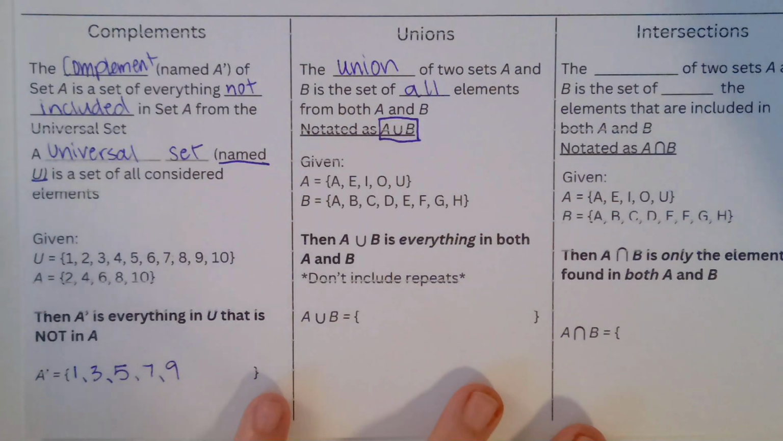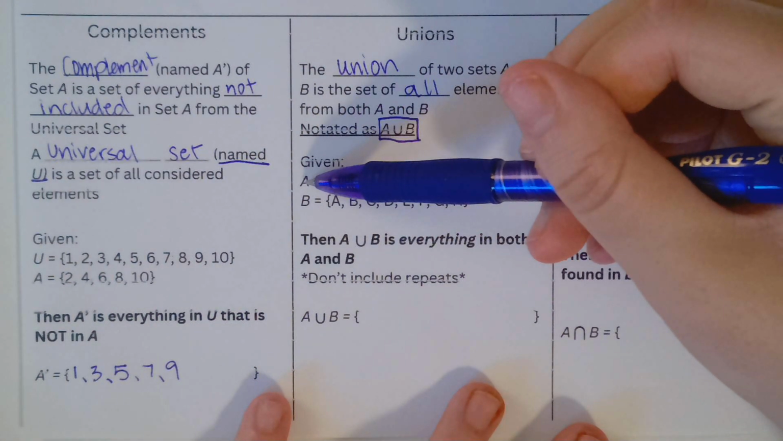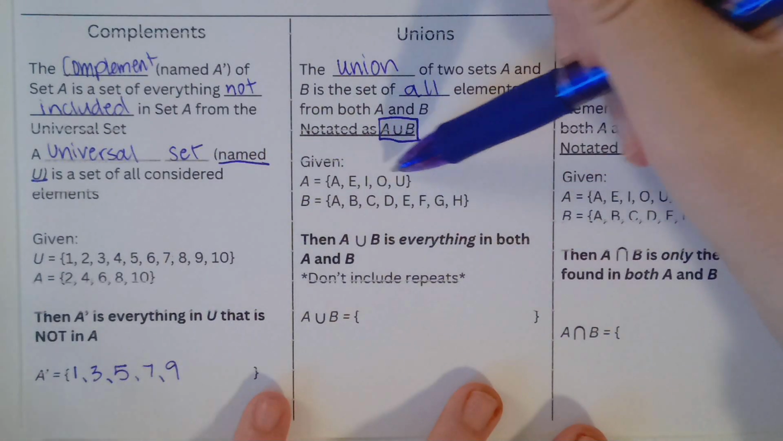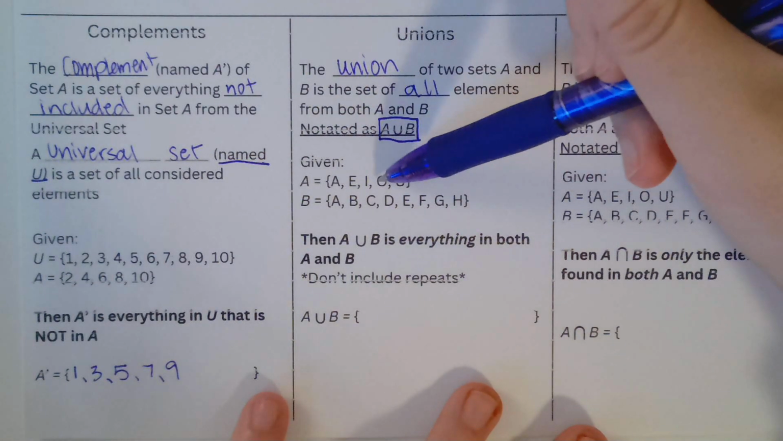So what you're going to be given in the questions is two sets. You're going to be given an A and you're going to be given a B. So A might have these 5 letters, A, E, I, O, and U.